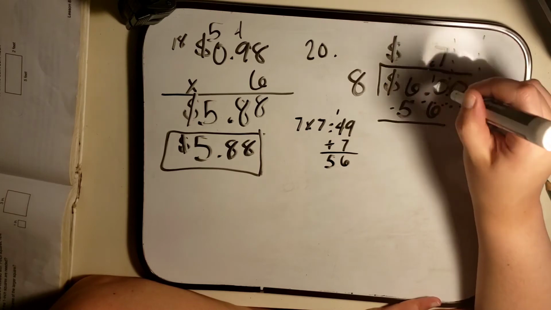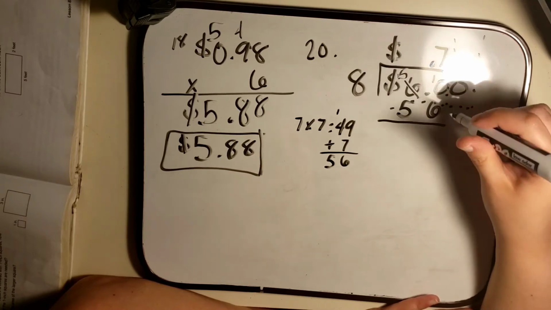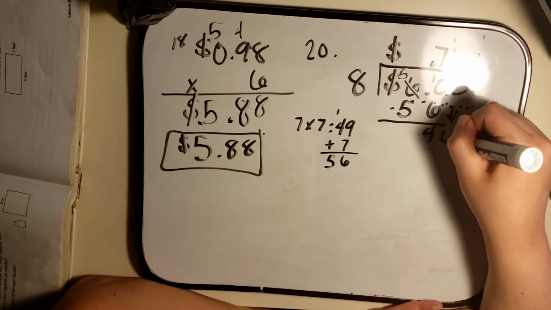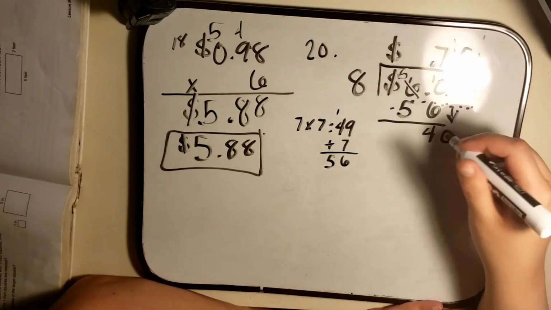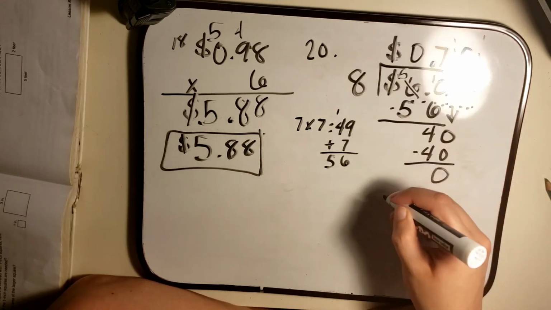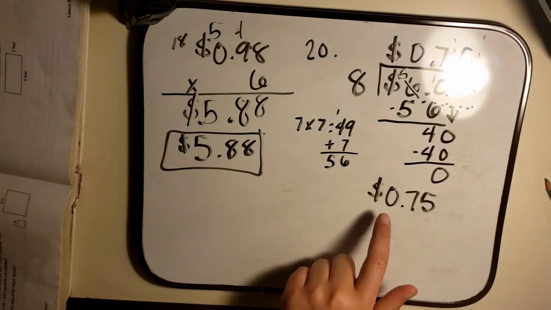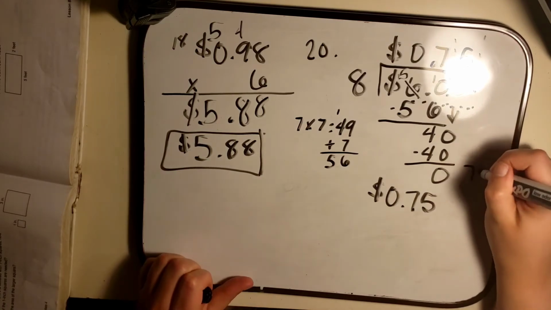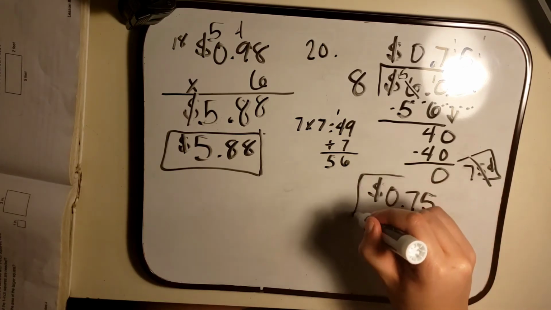Alrighty, so I'm going to subtract 6 from 0. I can't subtract it from 0, so I make that a 10, make that a 5. 10 minus 6, you get 4. Bring down this 0. Now 8 goes into 40 5 times, because I know 8 times 5 is 40. And we have nothing left over. So our answer then is 75 cents. And remember, we need to do the cent sign. We have no dollars, decimal, and then 75 cents. Because we can't just write 75 cents, then we don't have our cent sign. So that's not correct. This is correct.